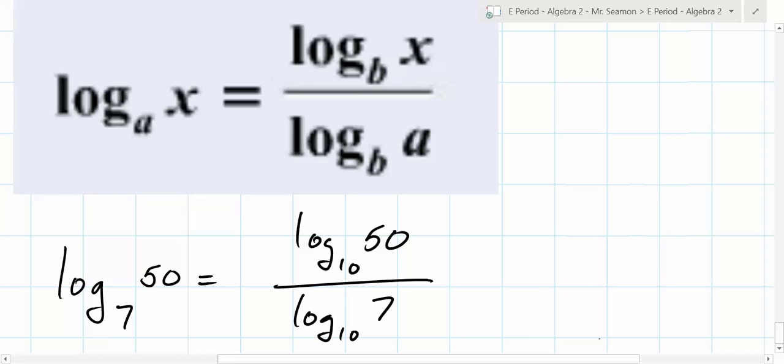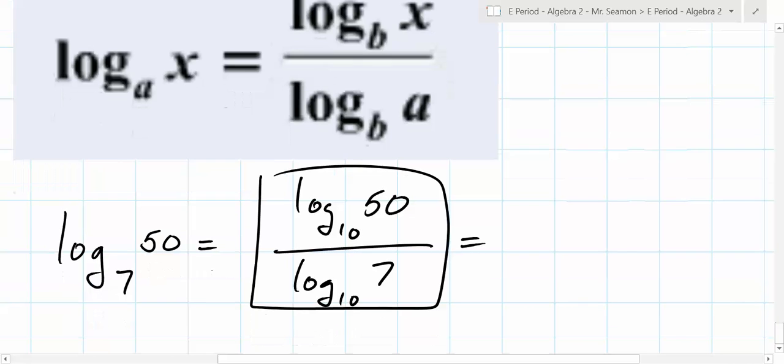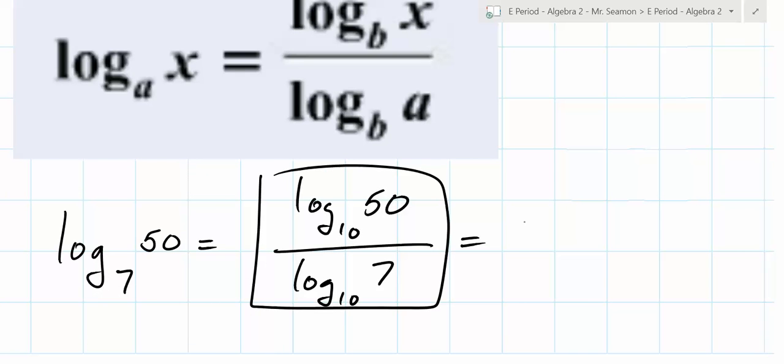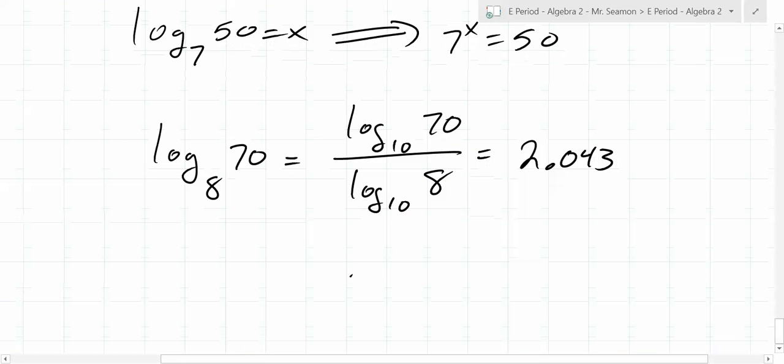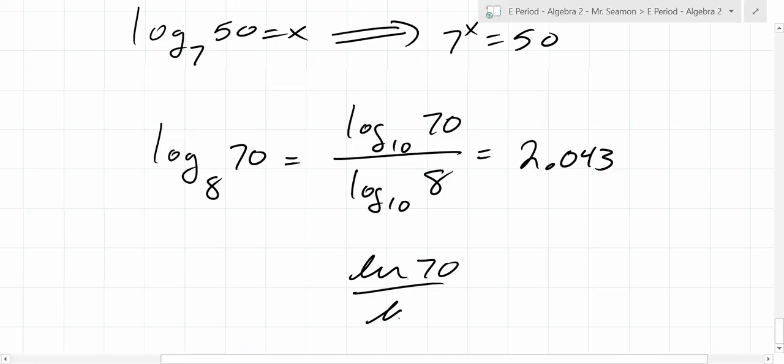So on your calculator, do this right now and tell me what this is to 3 decimal places. Now, on your calculator, do this for me. Do ln of 70 over ln of 8. Tell me what that comes out to be. Natural log, ln of 70 over... What does it come out to be?